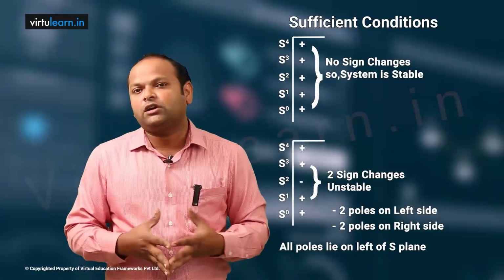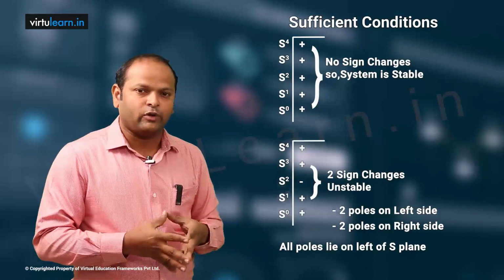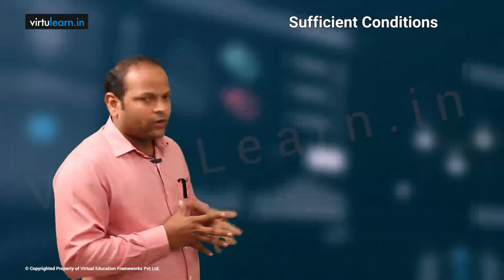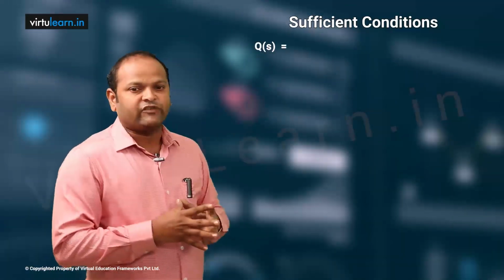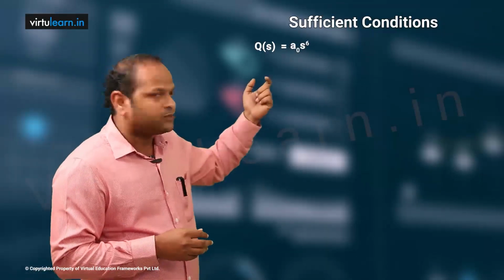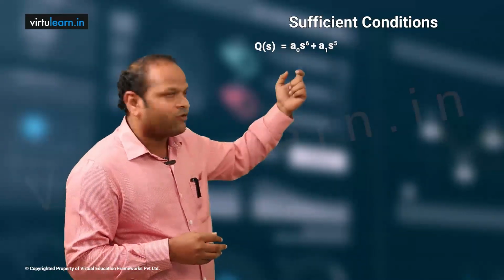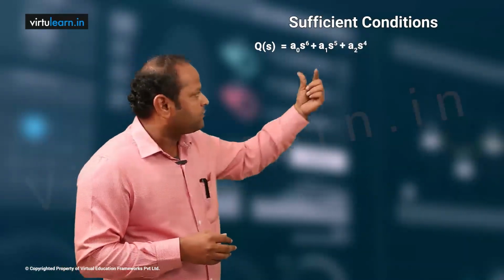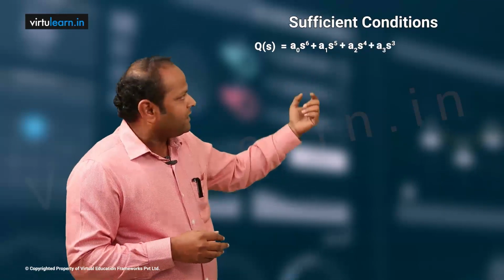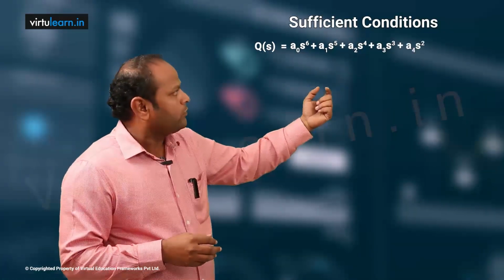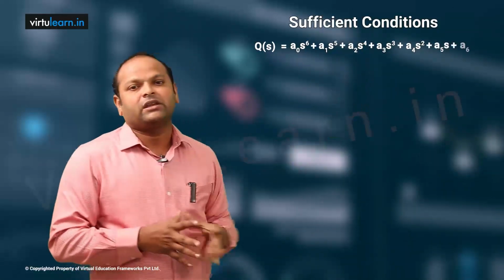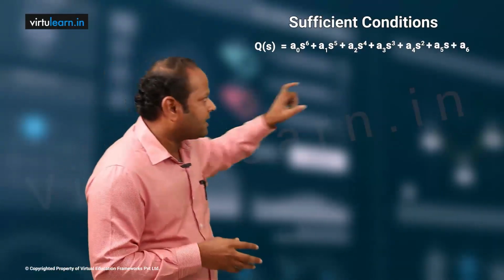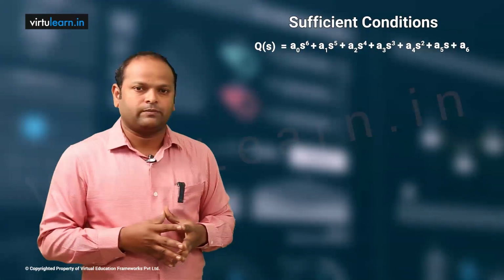If a 6th order characteristic equation is available, let us see what are the possible calculations. Take this example, a generalized one. The characteristic equation Q(S) is equal to A0 S^6 plus A1 S^5 plus A2 S^4 plus A3 S^3 plus A4 S^2 plus A5 S plus A6. This is the complete characteristic equation of your system.